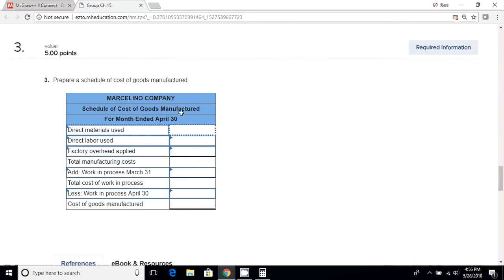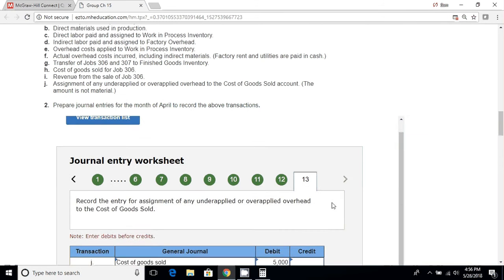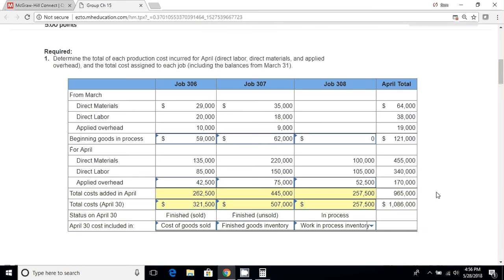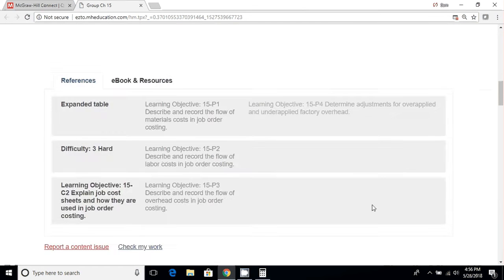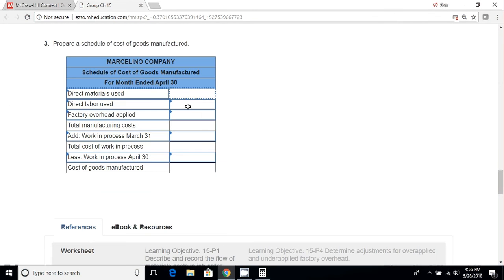So where do we get these numbers from? Well, they're all right up here. If I go up to the chart, I had direct materials for the month was $455, direct labor was $340, factory overhead was $170. My beginning work in process was $121,000. My ending work in process was $1,086,000, right? Oh no, sorry, not $1,086,000. Where is my ending work in process? The only thing I had left in work in process was this job, $257,500.